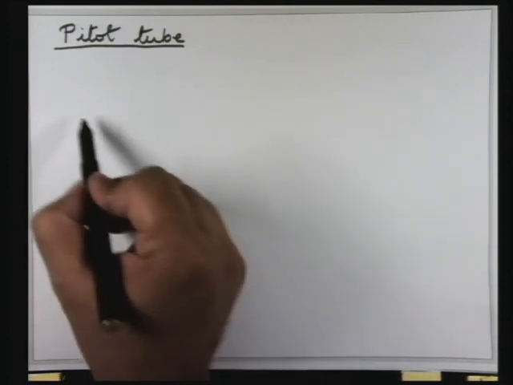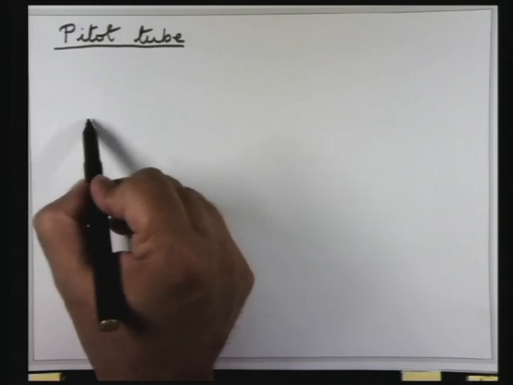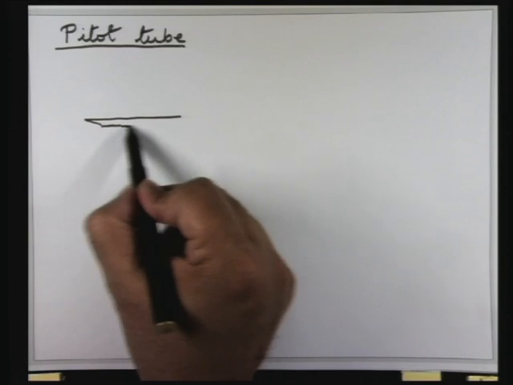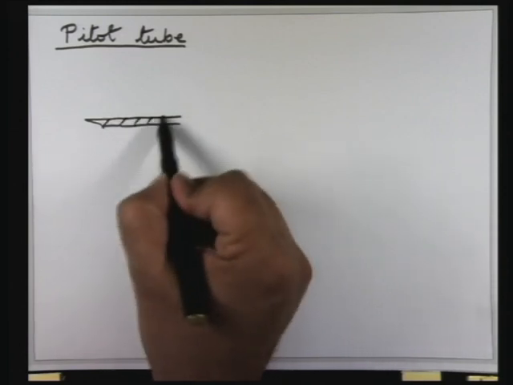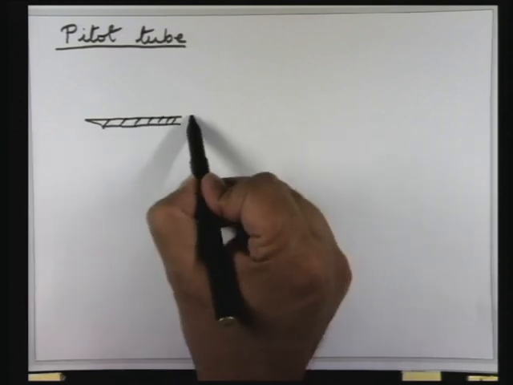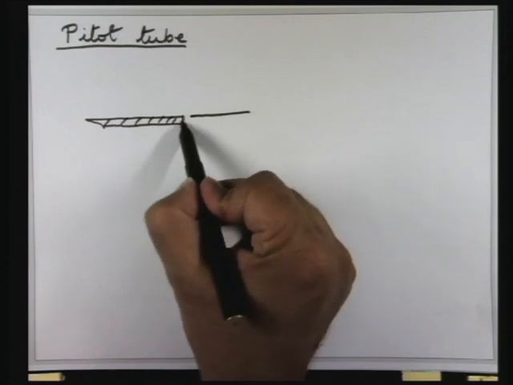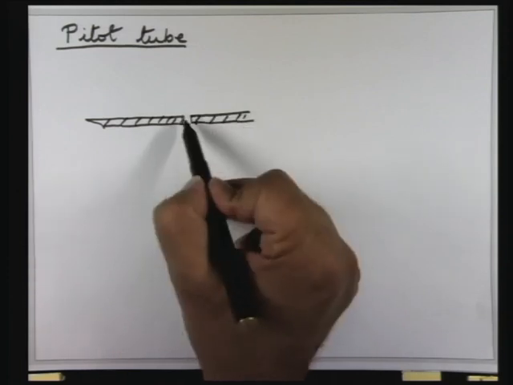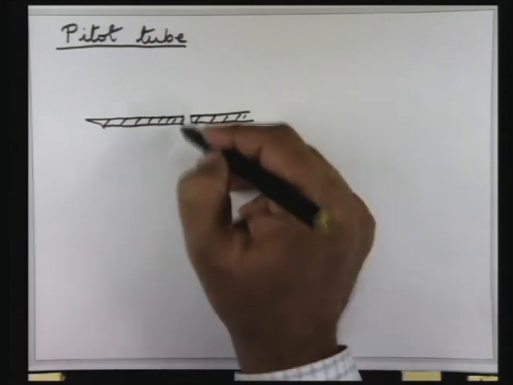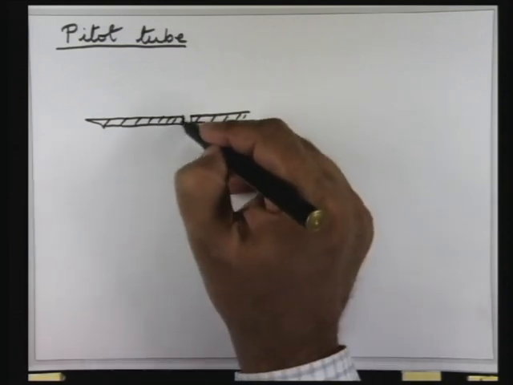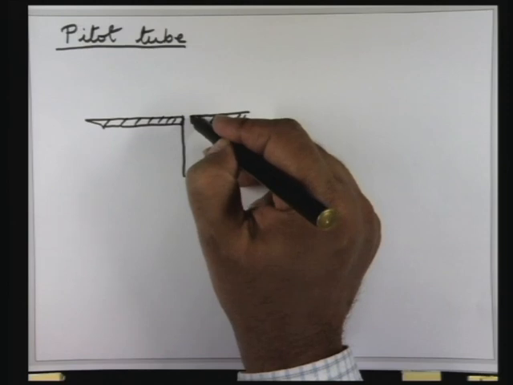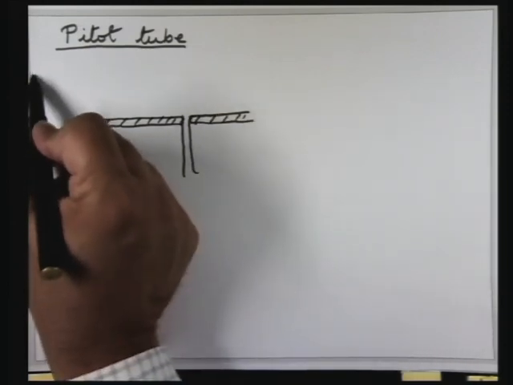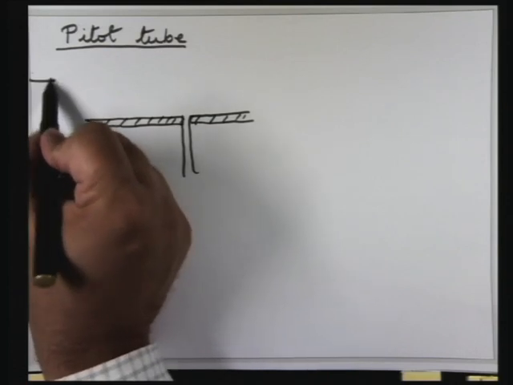Now suppose I have flow over a wall. So this is a solid wall, let us say, and this is of course an exaggerated view. Let us say we have a hole drilled in the wall, and you can have a U-tube manometer here. Now let us say you have a fluid which is flowing this way.